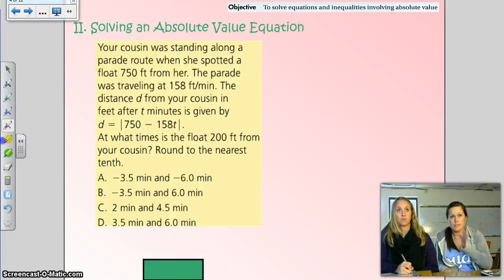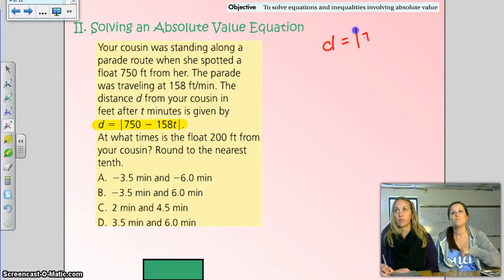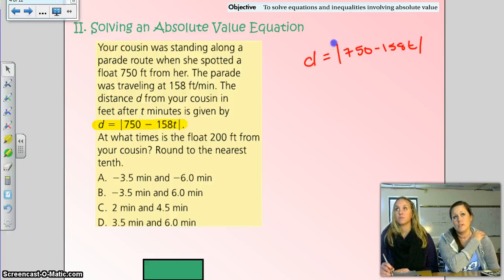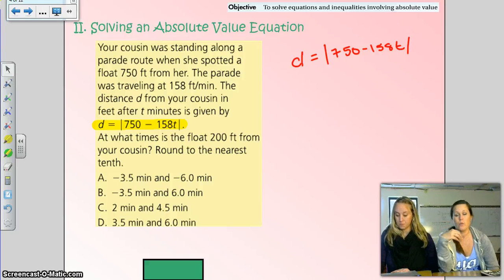Distance equals the absolute value of 750 minus 158t, D for distance. So I would always start with what they give us. Even though there's more words written, start here and then we can apply it. Now it says, at what times is the float 200 feet away from your cousin?